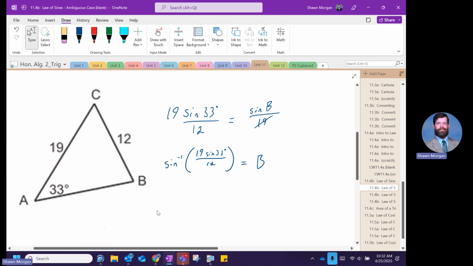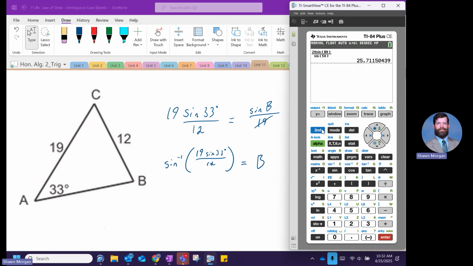All right, and I do want to show this on the calculator. So we're going to do inverse sine. What mode should I be in? Good. 19 sine 33 close, divided by 12, and we got 59.9. Let me see how you type it in. Oh, you do inverse sine of that. So you hit second sine and then... Wait, you don't divide by 12, you do inverse sine first and then you divide by 12? Well, we're taking the inverse sine of that whole left-hand side.